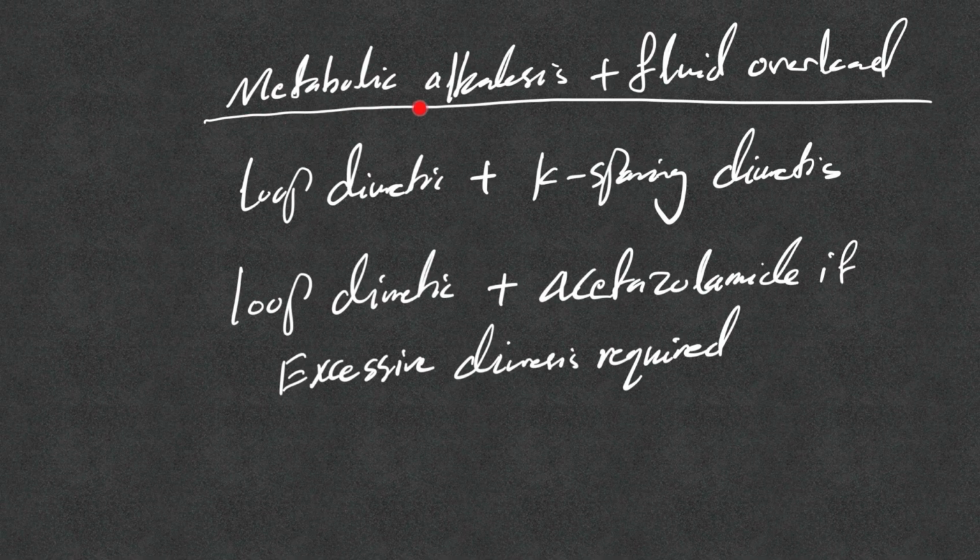Now, if you develop metabolic alkalosis and fluid overload, we can use loop diuretics plus potassium-sparing diuretics. But if I need excessive diuresis, then acetazolamide is preferred because it's a much stronger diuretic compared to potassium-sparing diuretics. But if you use this, please make sure to replete potassium aggressively because profound hypokalemia can develop.